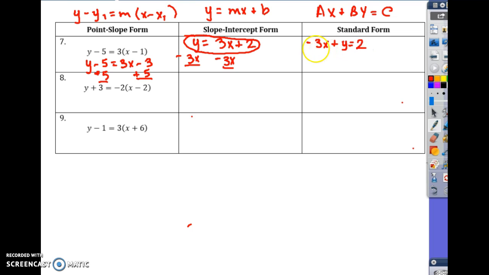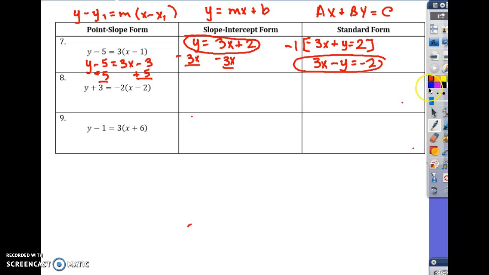But remember what I told you, the leading coefficient cannot be negative. So we're going to get rid of that negative leading coefficient by multiplying both sides of the equation by -1. Remember you have to multiply every term. -1 times -3x is positive 3x. -1 times y is -y. And -1 times 2 is -2. So our final answer in standard form is 3x minus y equals -2.